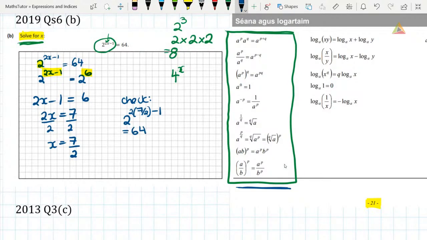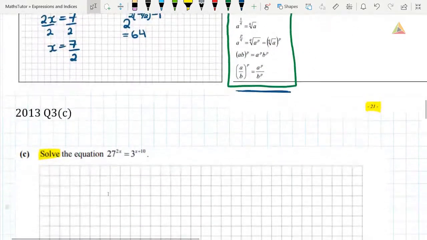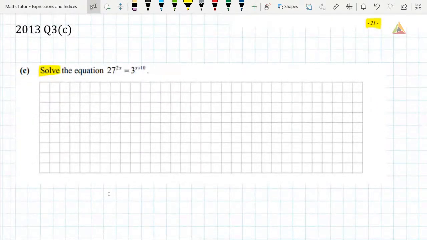Now, I didn't need to use any of my formulas from page 21 in that one. All I had to be able to do was write 2 to the power of on both sides. Whereas in the second one that we look at here, so this is 2013, question 3, part C, and this also says solve the equation.